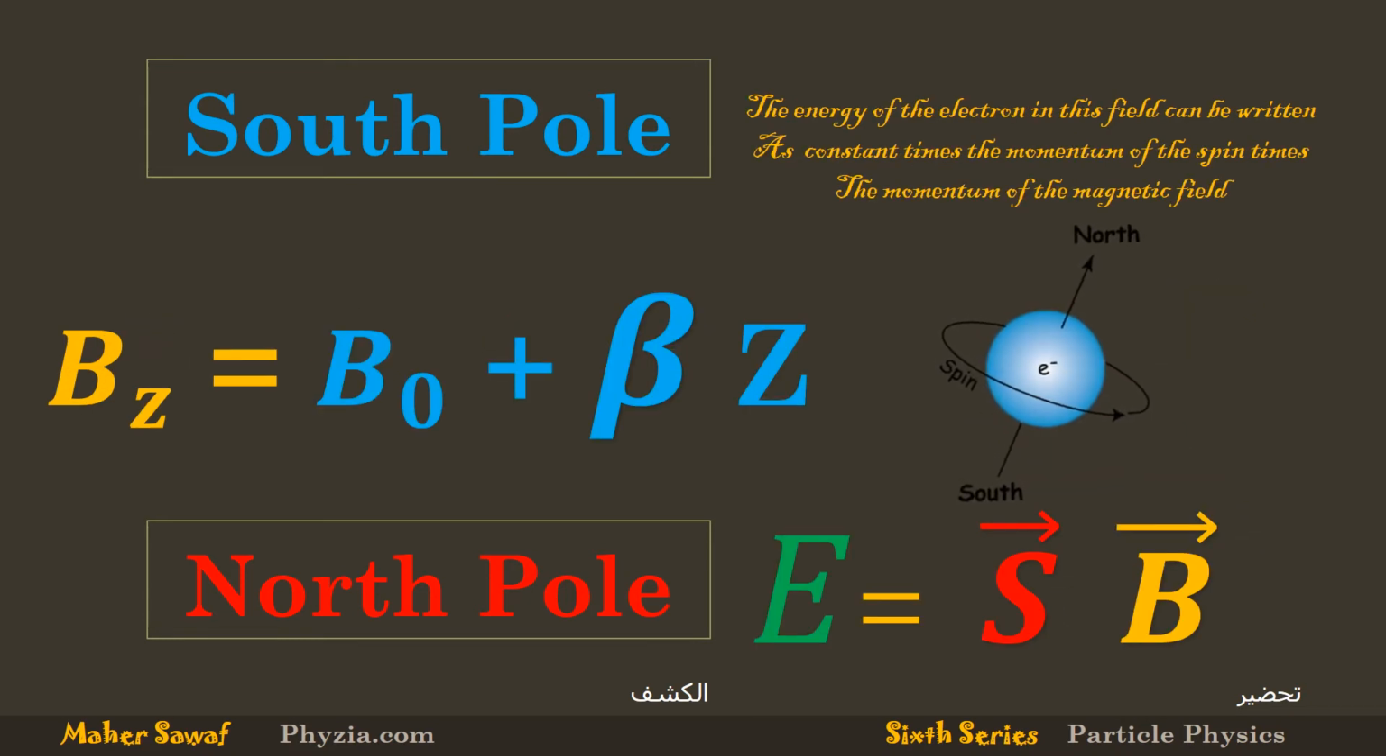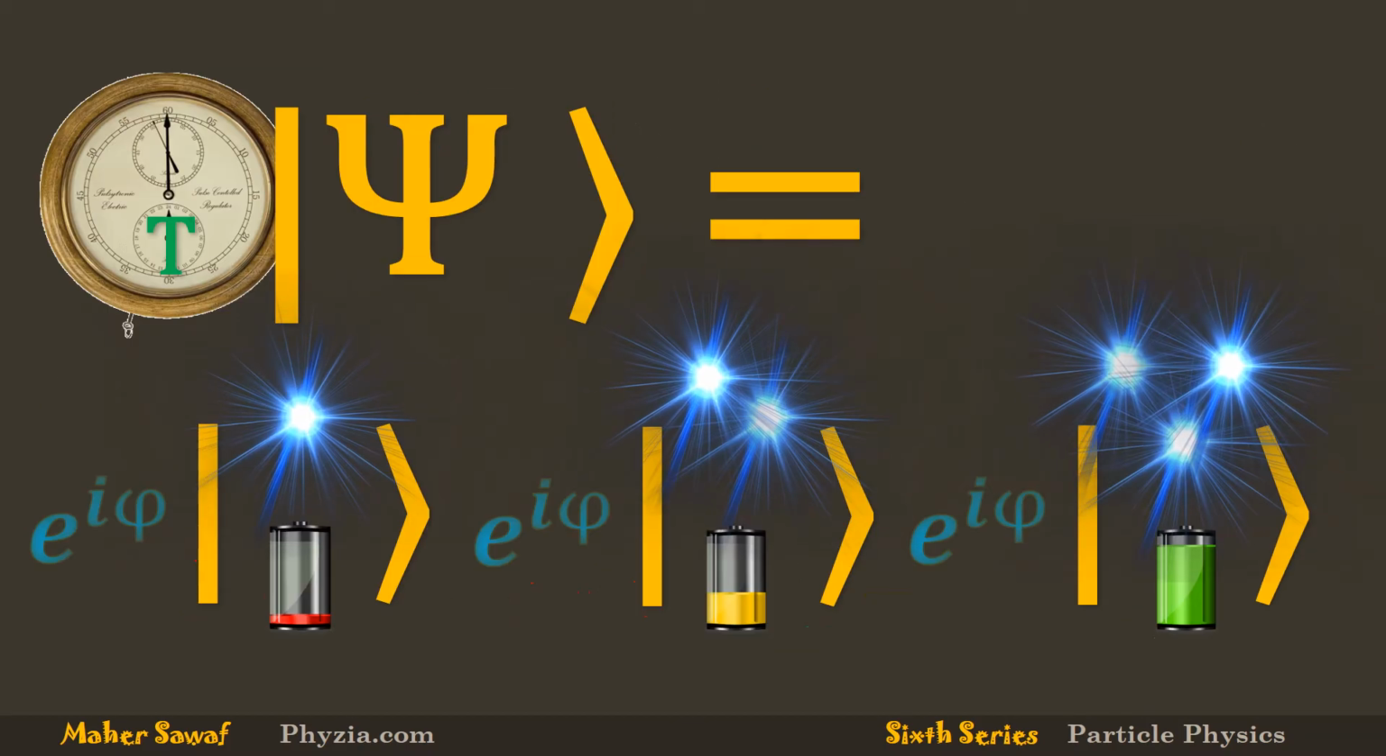We also have the energy for the electron given in this relation. E electron is equal to S vector times B vector. S vector is the momentum of spin for the electron along the z-axis. B vector is the strength of the magnetic field of the second stage along the z-axis, which we just expressed in this mathematical relation. The secret to manipulate energy in quantum mechanics is through the Schrodinger equation.